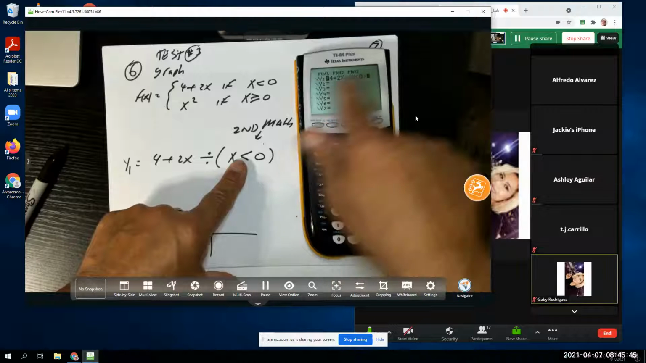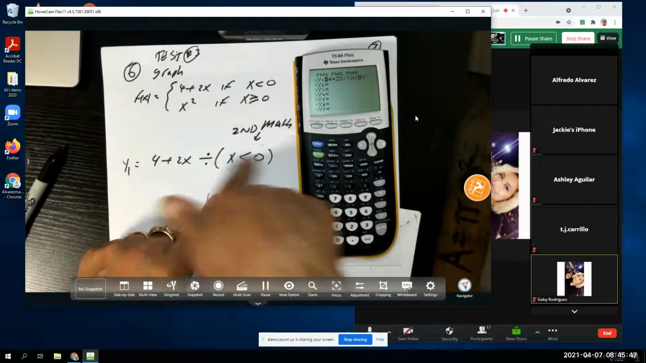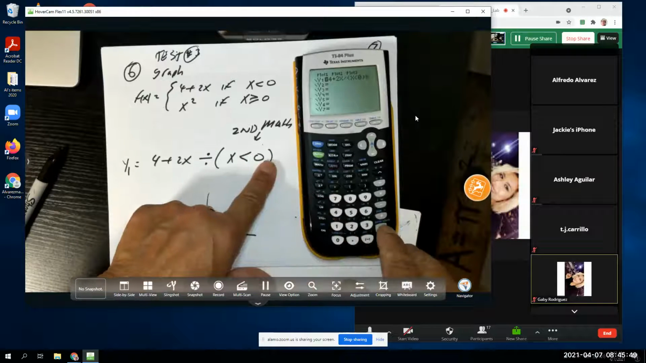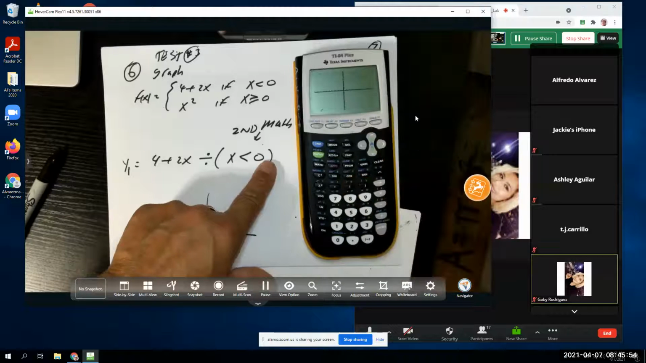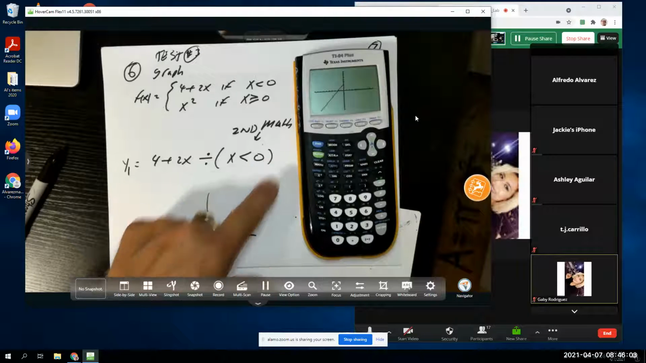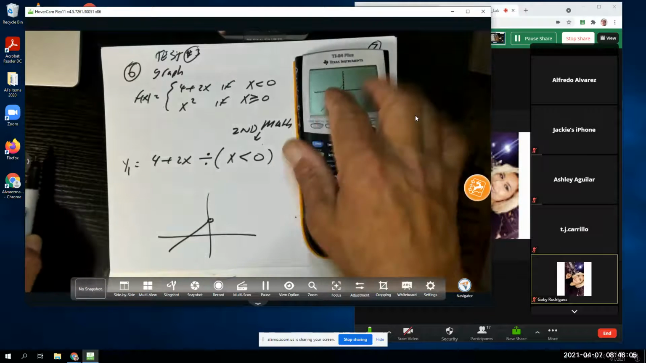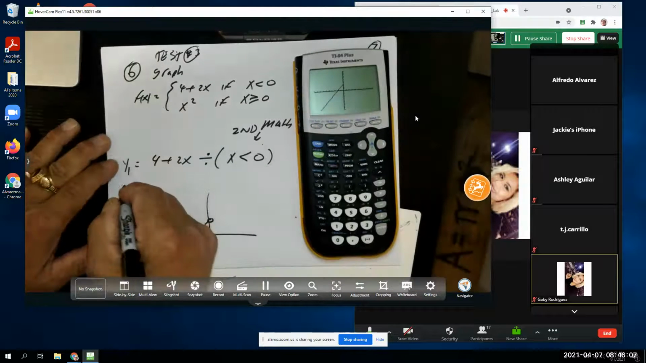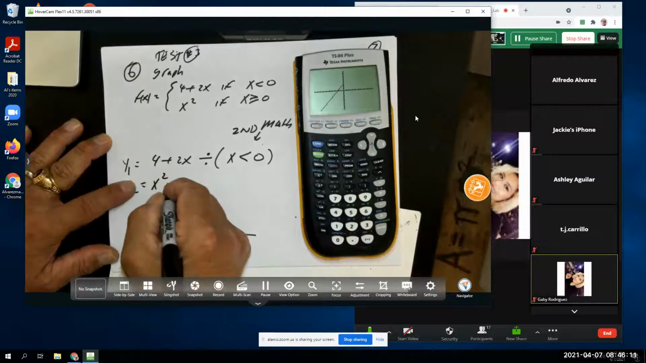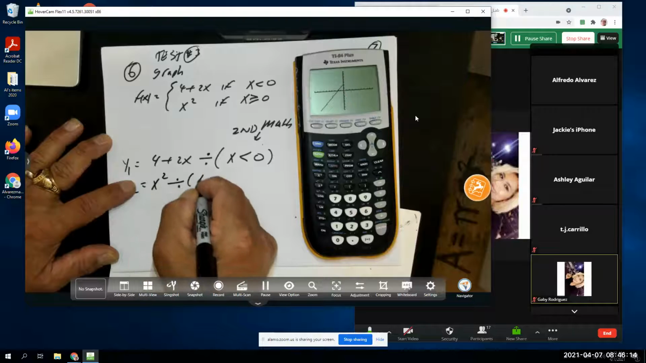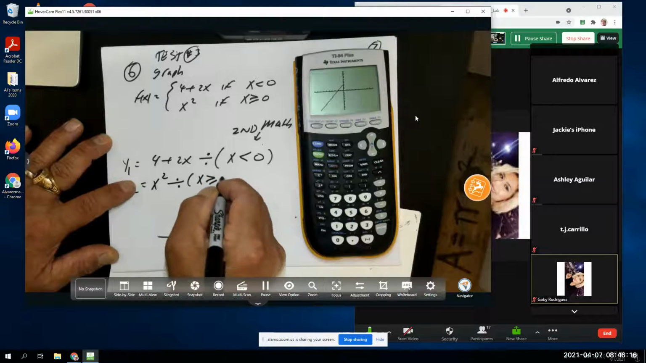Okay, so I got all this, looks just like this. Then you hit enter, and I hit graph. Ready? Graph. And it's gonna draw something like that. Did you get that? Yes or no? Yes. Okay, so that's part of the graph. The second part of the graph, y2, is x squared, and I'll show you how to do that in a second. Division symbol, x is bigger than or equal to 0.